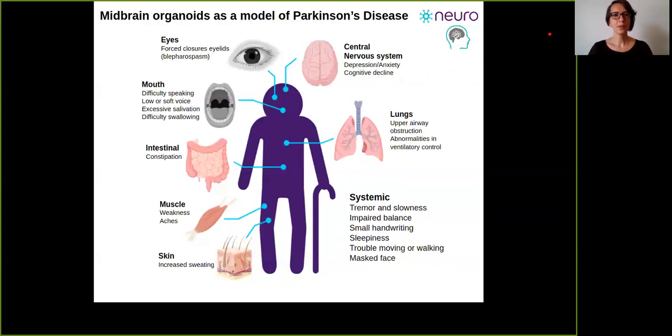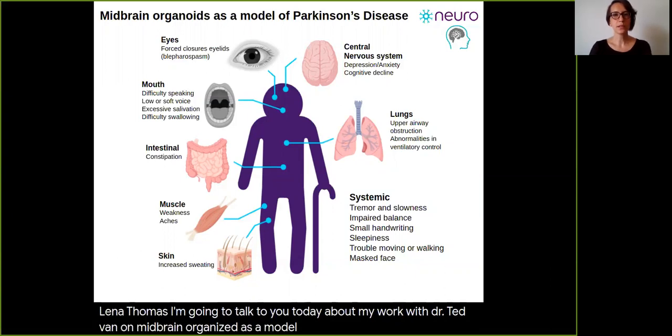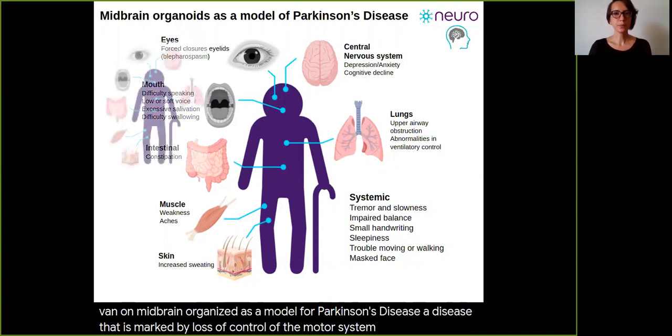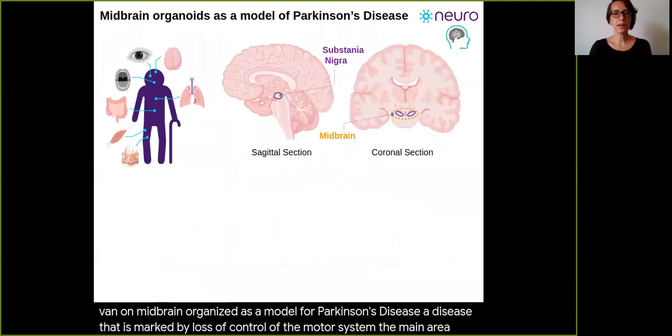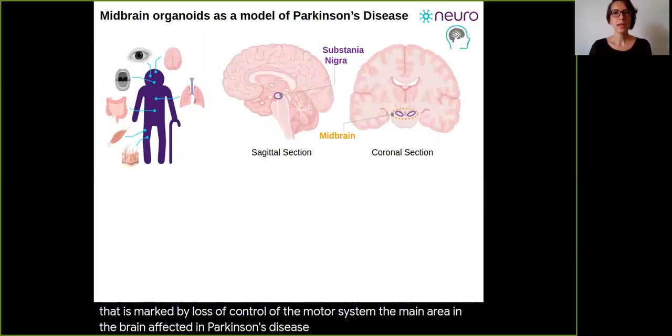Hello, I'm Rhalena Thomas. I'm going to talk to you today about my work with Dr. Ted Fawn on midbrain organoids as a model for Parkinson's disease, a disease that is marked by loss of control of the motor system. The main area in the brain affected in Parkinson's disease is the substantia nigra within the midbrain.